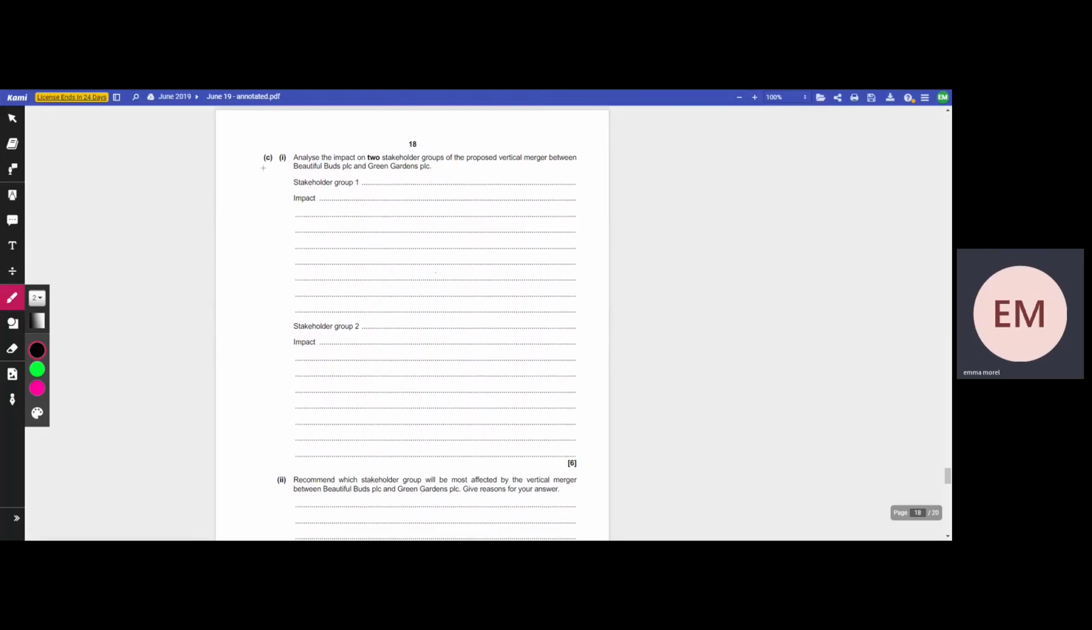So the most obvious ones that we could go for here are employees. We could go for customers. We could go for competitors. We could go for the shareholders. Again, you need to think about which one could I write more about. So I think probably the easier ones to write about are the employees and the customers. So let's go customer.